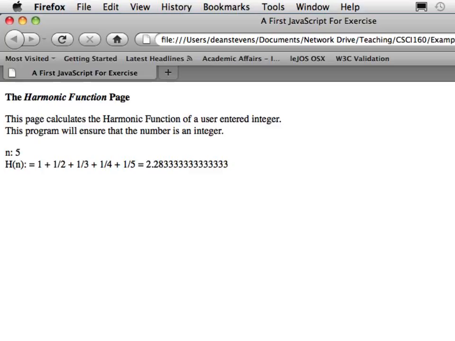So for instance here, I've typed in 5. So it's going to be 1 plus 1/2 plus 1/3 plus 1/4 plus 1/5, and then print out the result. Okay? Just uses that for loop. Uses the for loop that we had before. So this is going to be very similar to our running sum program or something like that.